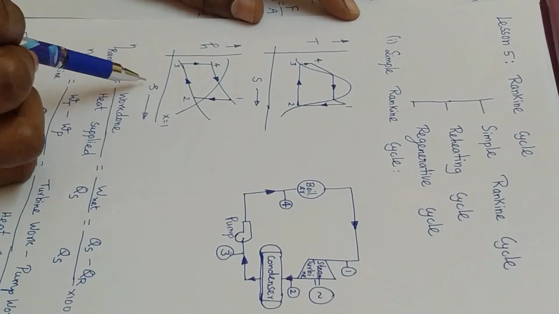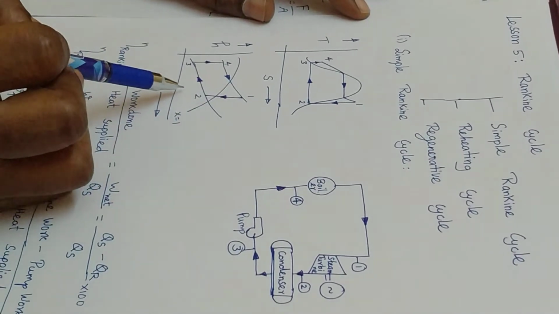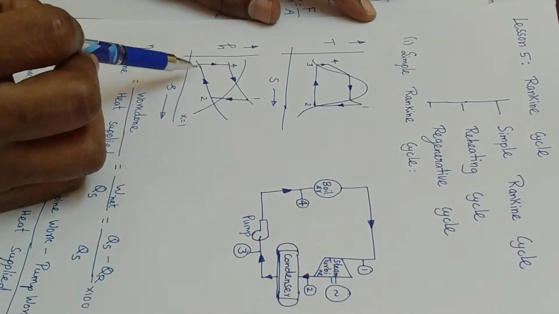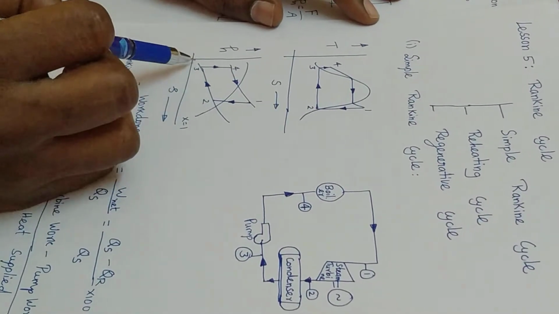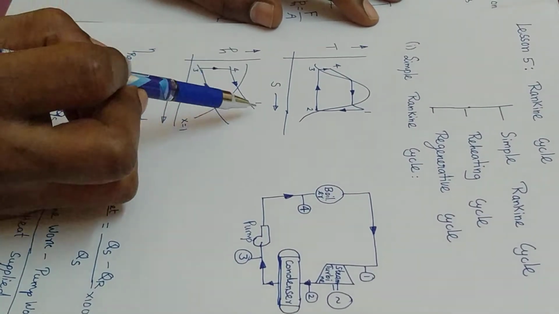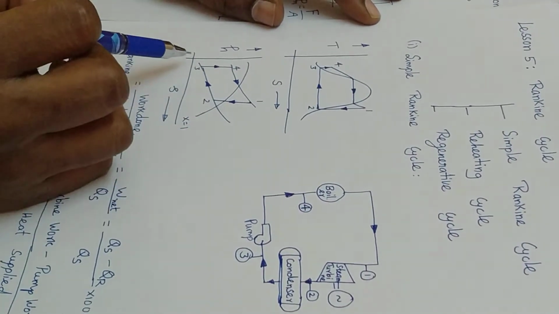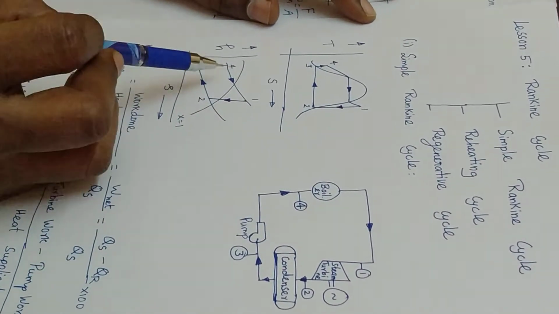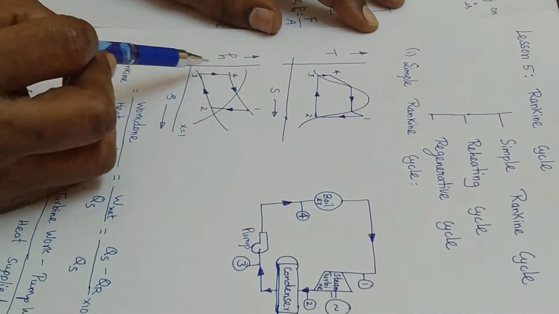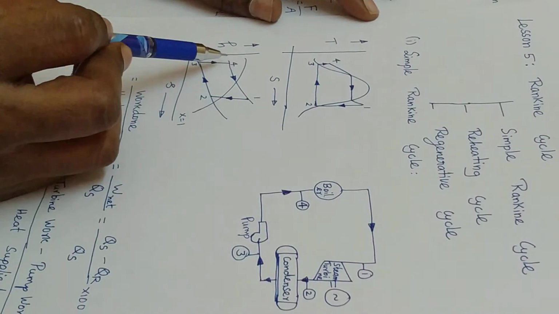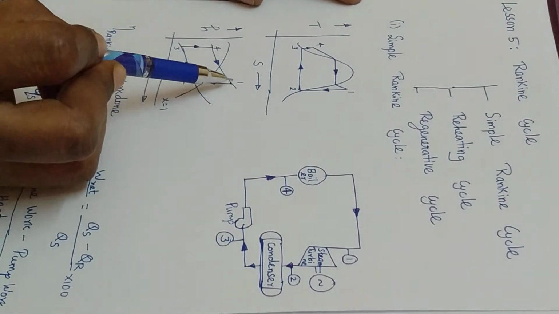This is otherwise called the Mollier chart. Here between 1 and 2 is isentropic expansion, and between 2 and 3 it is constant pressure heat rejection, because in the Mollier chart or HS diagram these lines are nothing but constant pressure curves or constant pressure lines. Similarly between 4 and 1 the pressure remains constant, and between 3 and 4 it is isentropic compression in the pump, and between 4 and 1 it is constant pressure heat addition in the boiler.